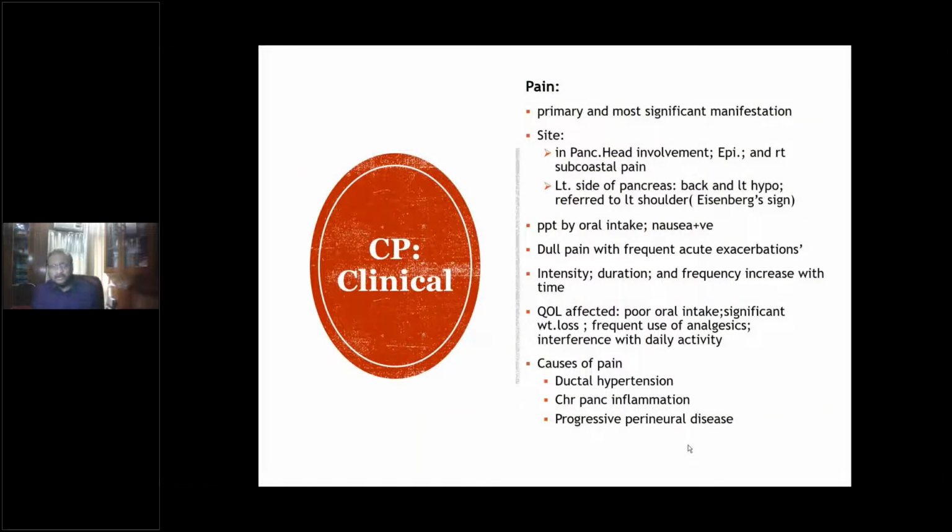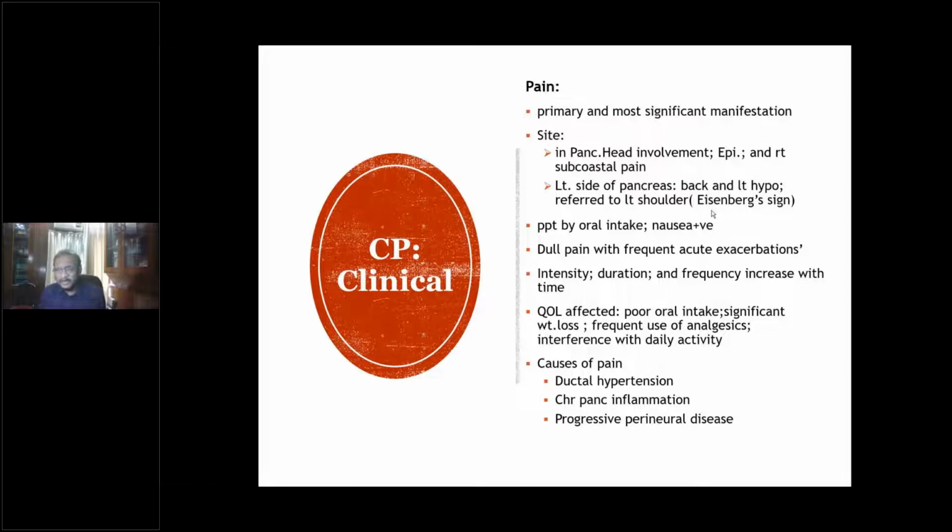The presentation, the most important and all pervasive, is pain, primary and most significant. The site: if it is pancreatic head chronic pancreatitis, then it's epigastric pain and right subcostal pain. If you have involvement of the body and tail, the pain will be felt more on the left side, namely the back and the left hypochondrium, and you can have referred pain to the left shoulder, known as Eisenberg's sign or Eisenberg's phenomenon, which we have alluded to a number of times in the previous lecture. This is basically pain felt in the left shoulder in a patient with chronic pancreatitis. Why this occurs, in one of the later lectures I'll tell you.